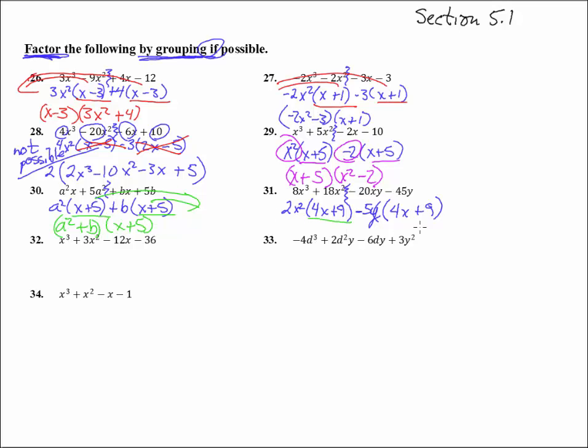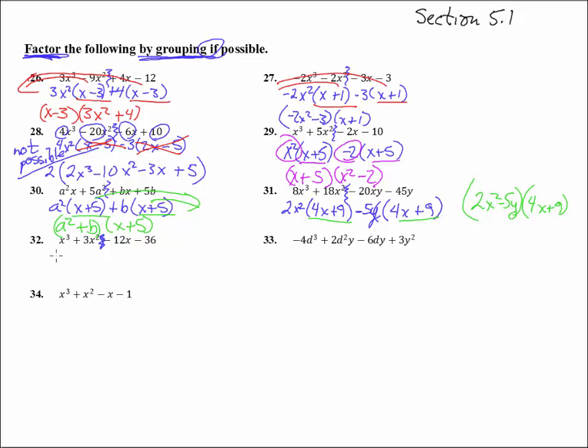We can do grouping. Those two are exactly the same. So if we pull those out, we get 4x plus 9 and 2x squared minus 5y. Excellent.